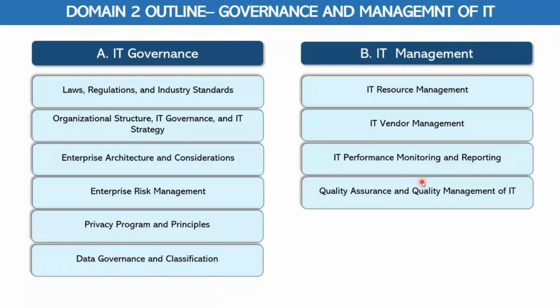So this was all about the Domain 2 outline: Part A, IT governance, and Part B, IT management. Now if you relate the two parts, first you focus on the things which come under governance, these six, and based on that governance. As I said, governance is the process used to monitor and control IT activities. You have defined the process in Part A, and then you use that to manage your IT. So under IT management, these are the four topics.